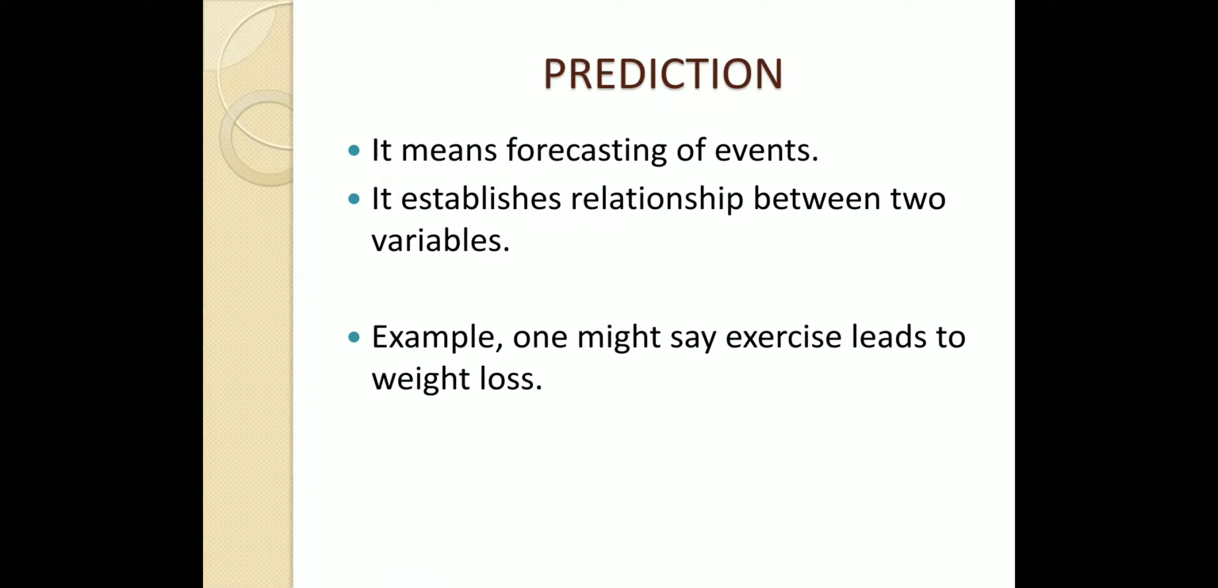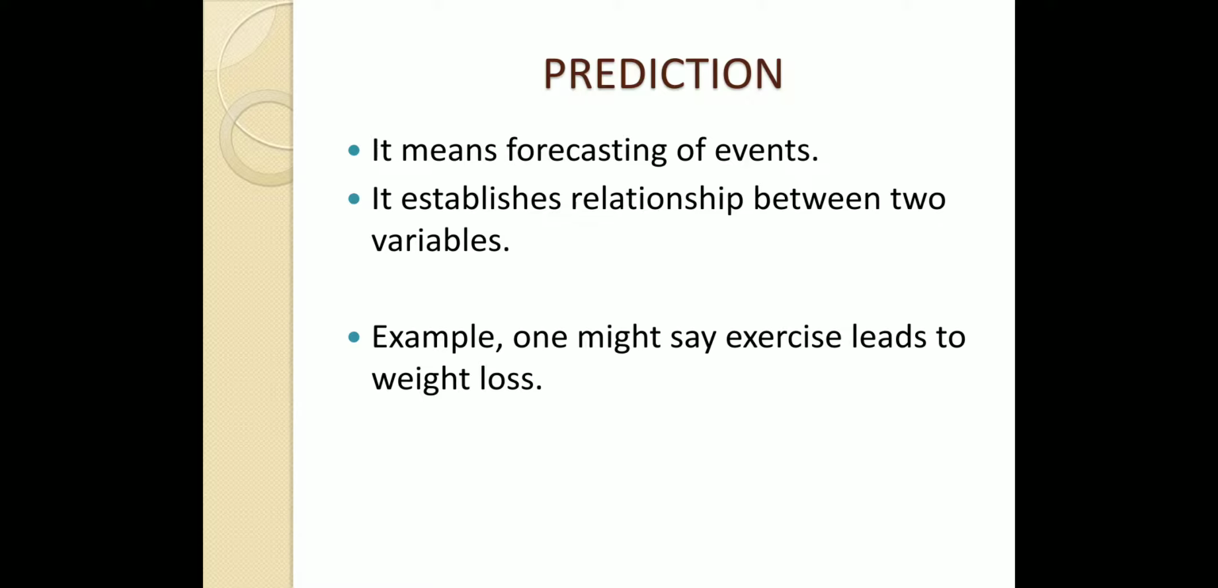After this, the second part is prediction. Prediction means forecasting of events. Here we need to forecast what is going to happen. It establishes a relationship between two or more variables. For example, one might say exercise leads to weight loss. Now here I am relating exercise with weight loss. I am predicting what will happen, what might happen. So in this we have to come up with the relationship between the behaviors which we are observing.